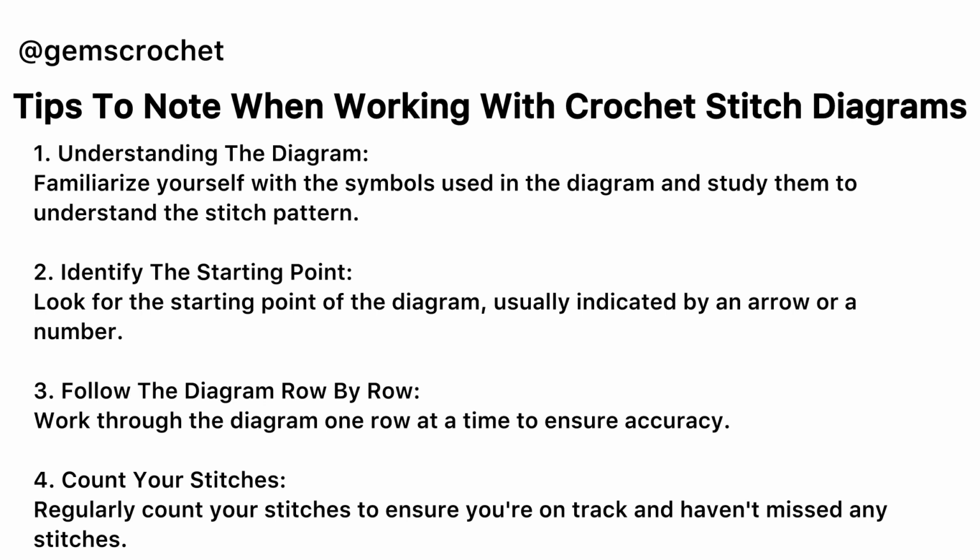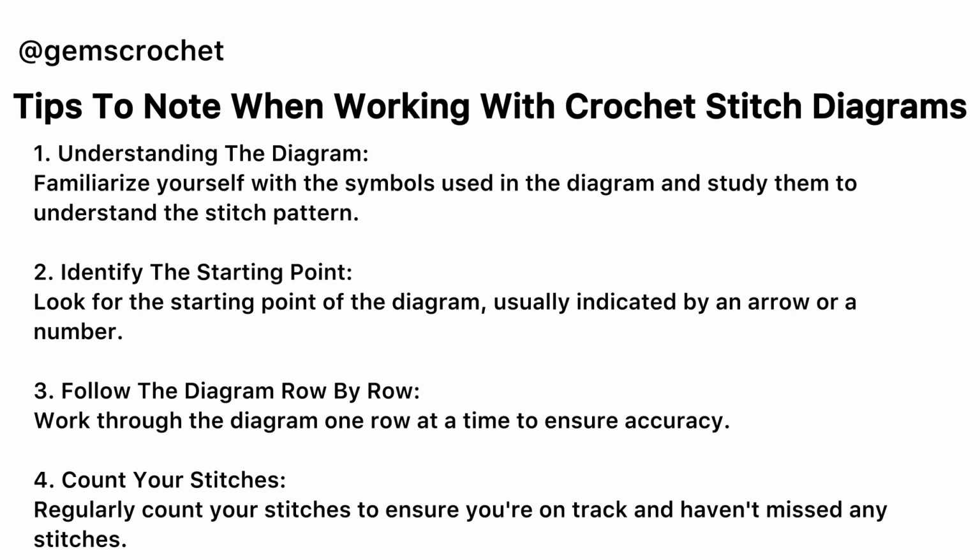For some stitch diagrams, they indicate this by an arrow, while some use numbers. And some might not even use any of the two, so you have to look closely at the diagram to identify it. The third one is to follow the diagram row by row.